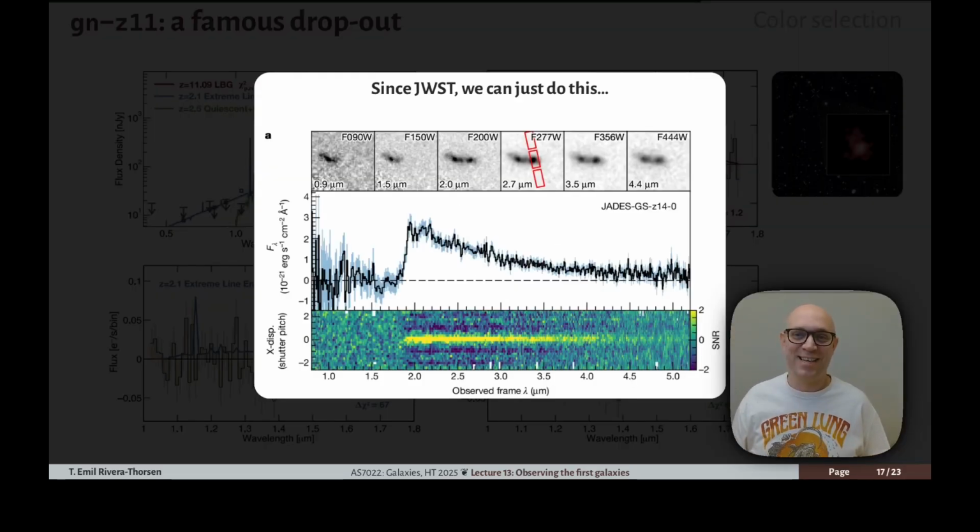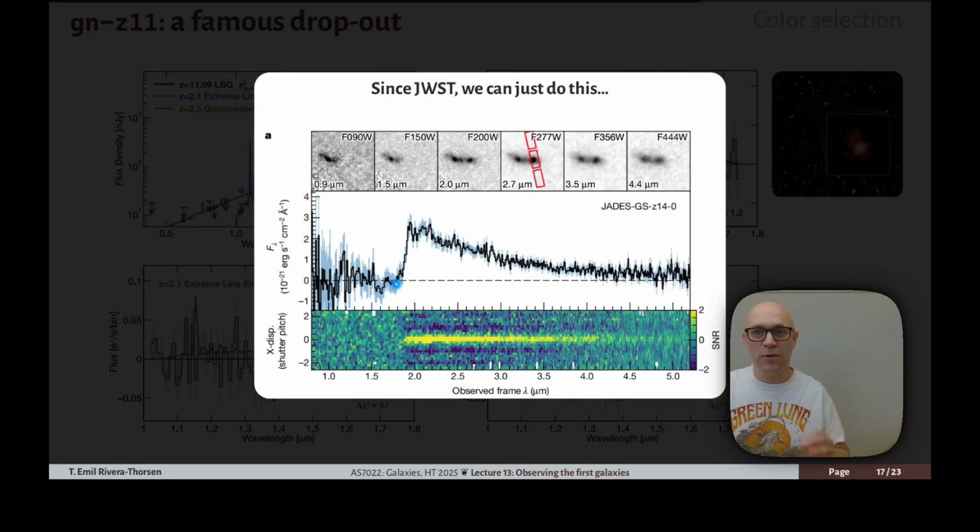Of course, again, with the JWST, we can just do this. So this is a galaxy that has been found with JWST at redshift 14. As we can see, JADES GS-Z14. And it didn't take long from when JWST was launched till we saw the first spectra of this kind. And you can see that it has so much better signal to noise here. And there's basically absolutely no doubt that this is this kind of dropout and what redshift it is at.